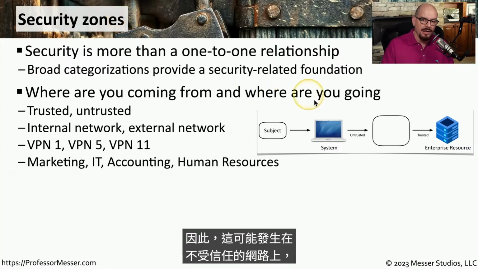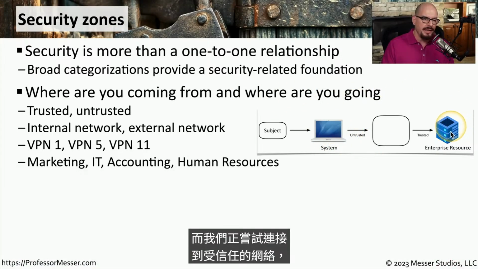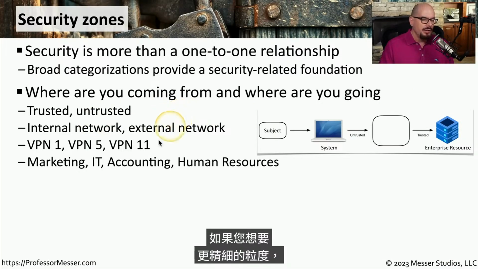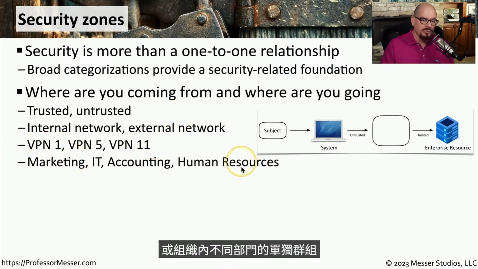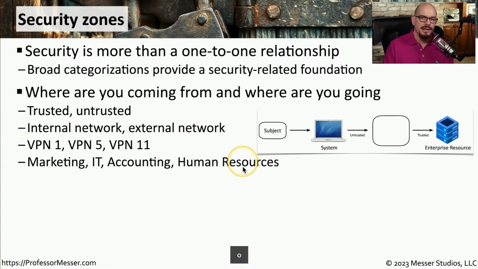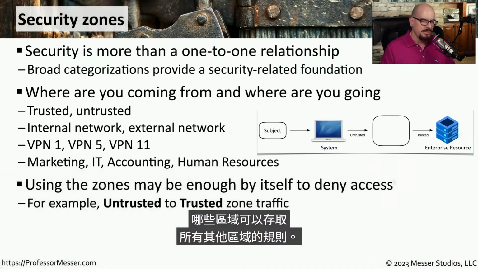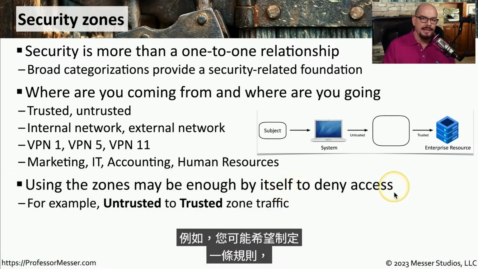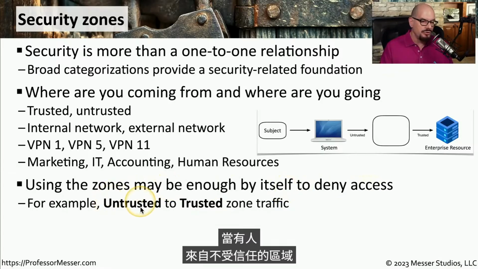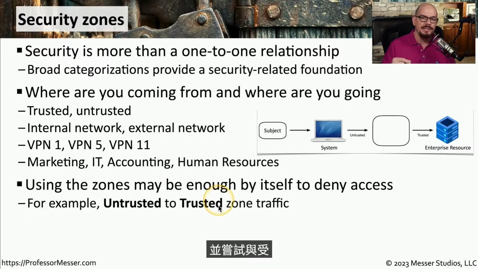So this may be on an untrusted network and we're trying to connect to a trusted network, or maybe it's an internal network or external network. And if you wanted to have even more granularity, you could create separate VPN connections or separate groups of different departments within your organization. This allows you to now start setting rules on what zone has access to all of the other zones. For example, you might want to have a rule that automatically denies access if someone is coming from an untrusted zone and trying to communicate to a device that's in a trusted zone.